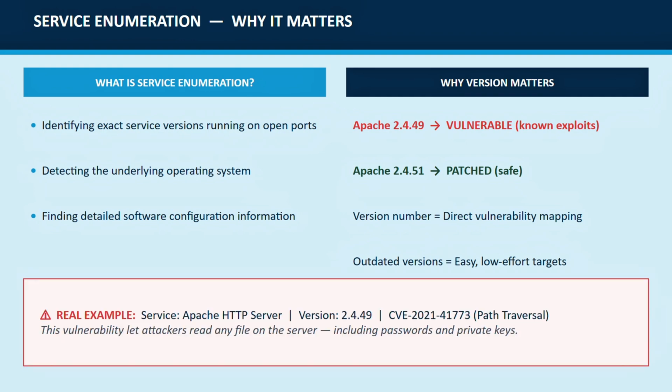And you can see a real example that we cited earlier here. The service is Apache HTTP Server. The version is 2.4.49, and you can see the CVE number, which has to do with path traversal, and this vulnerability lets attackers read any file on the server, including passwords and private keys. This is very serious. Now let's consider the reconnaissance workflow.